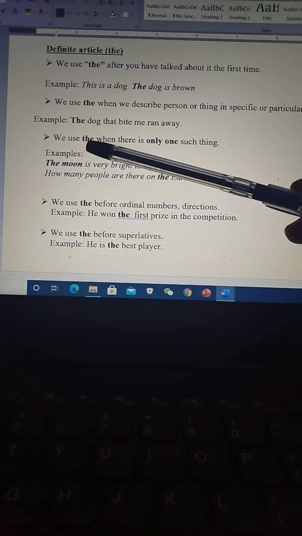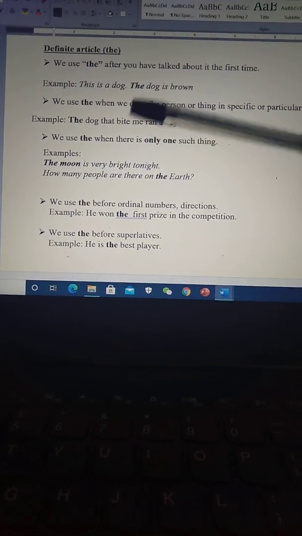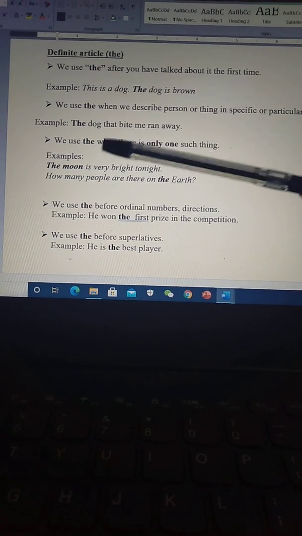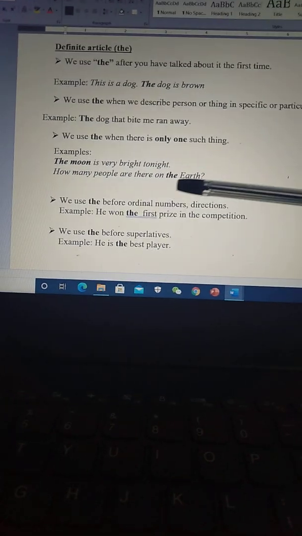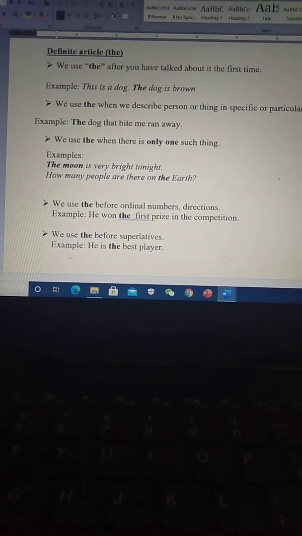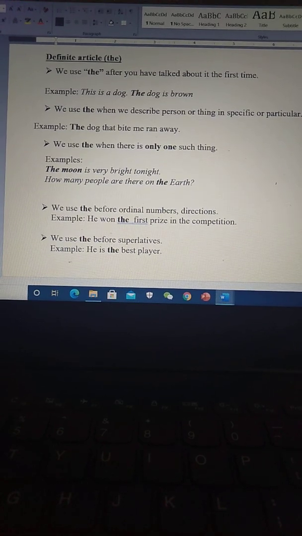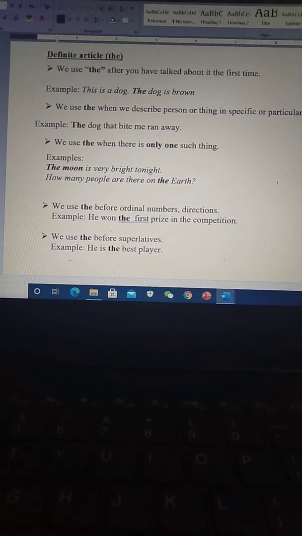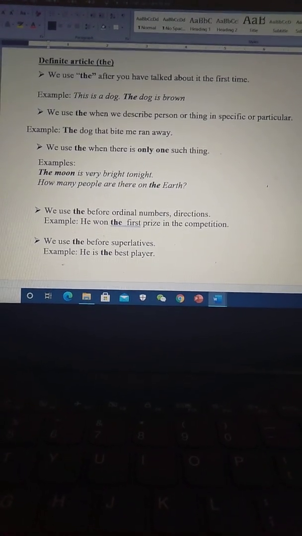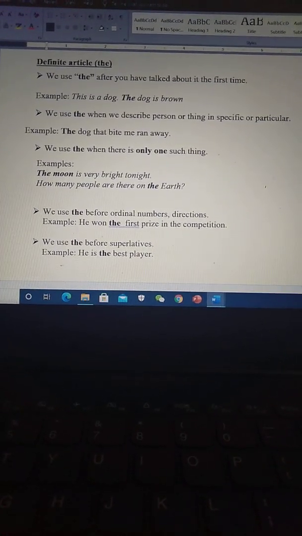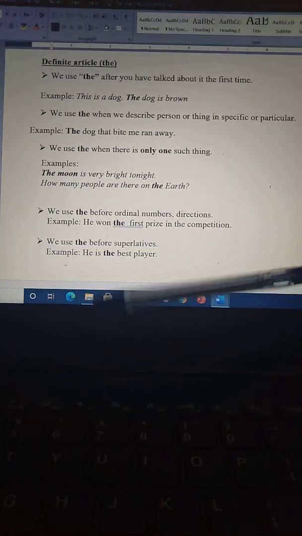Another rule is we use the when there is only one such thing. There are not many such things, only one thing, like the moon. There is only one moon: the moon, the earth, the universe. So if there is only one such thing, then we say the Jupiter, the Mahabharat, the Kanjur. There are not many Kanjurs, so we use the for only one thing.